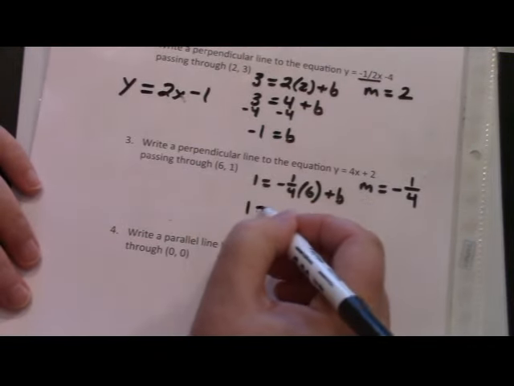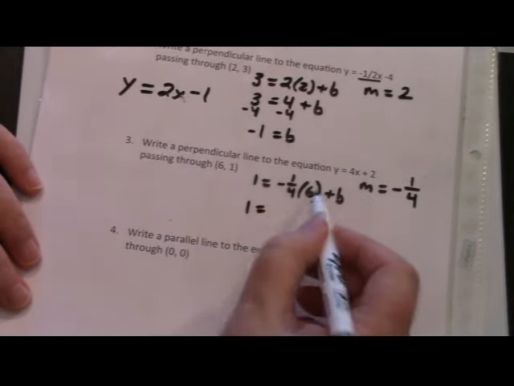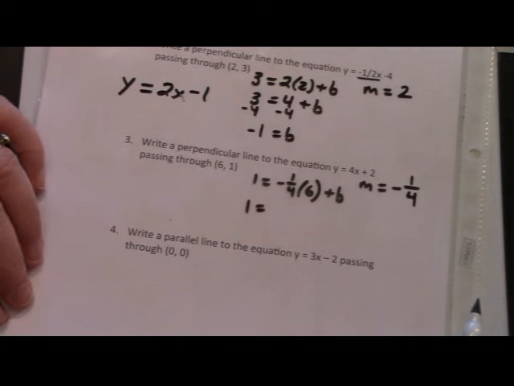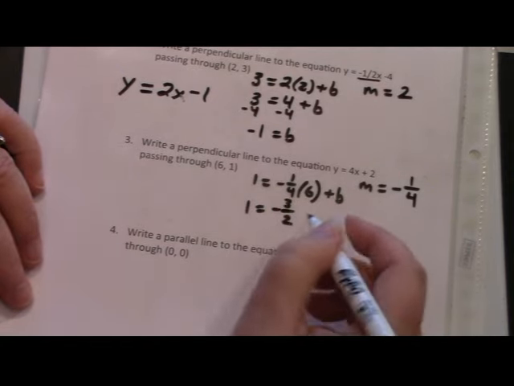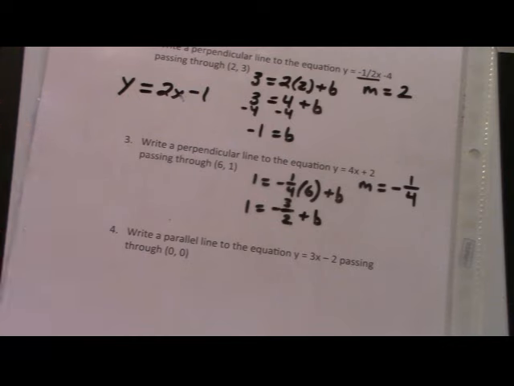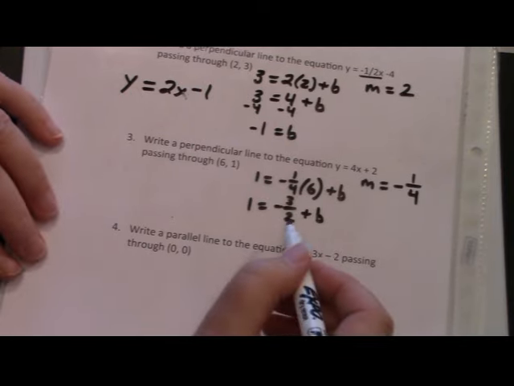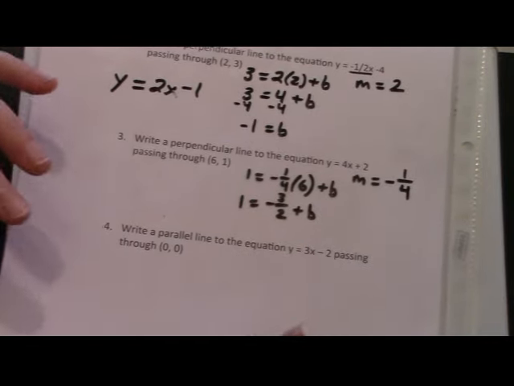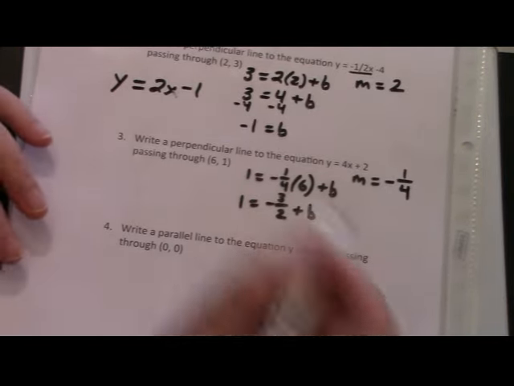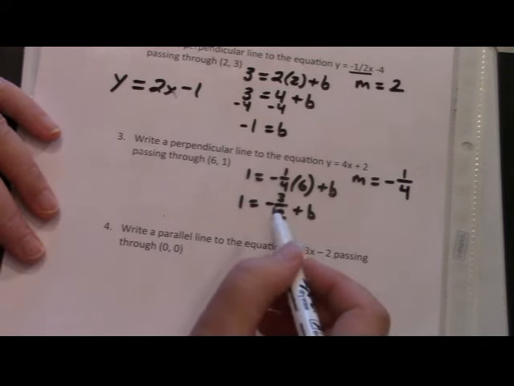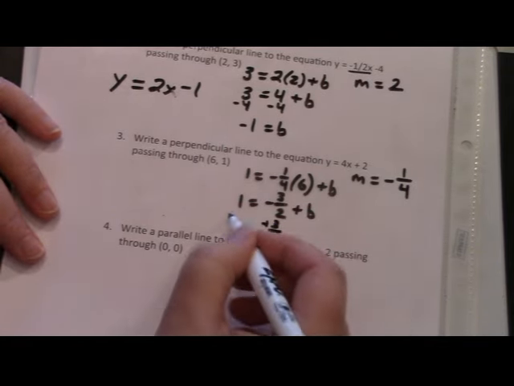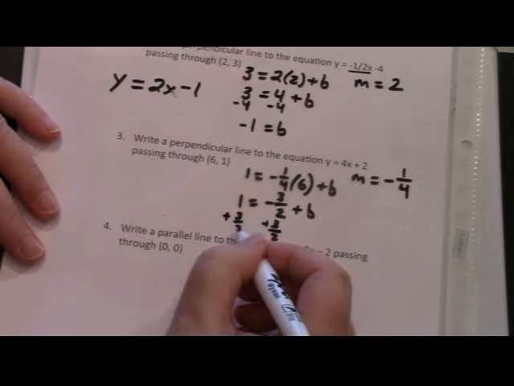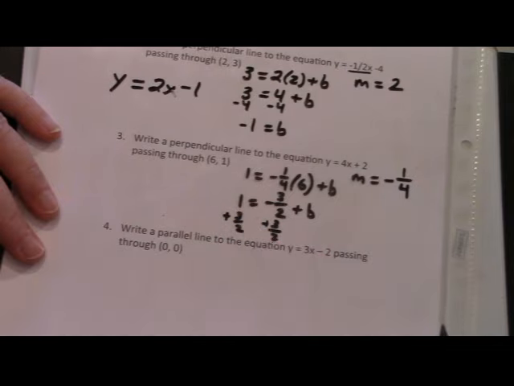Well, let's see. 1 equals, what is negative 1/4 times 6? Oh my goodness. It's negative 3/2 after it's reduced. All right? Just trust me on that. Now you can take the time if you'd like, but of course we'll practice these in class. I just want you to follow the steps. How do we solve for b? We have to add 3/2.